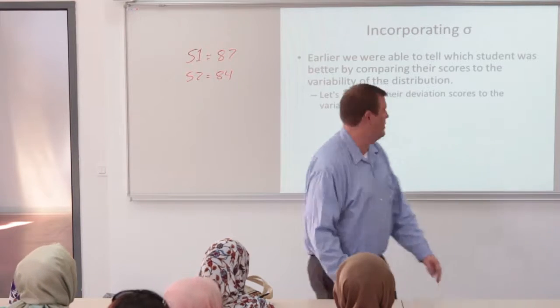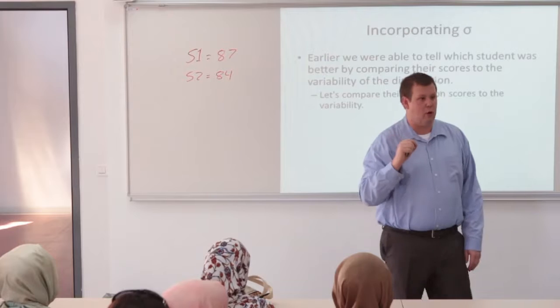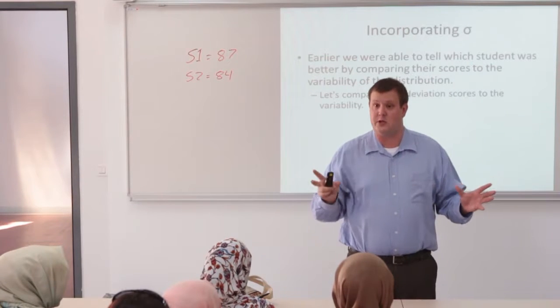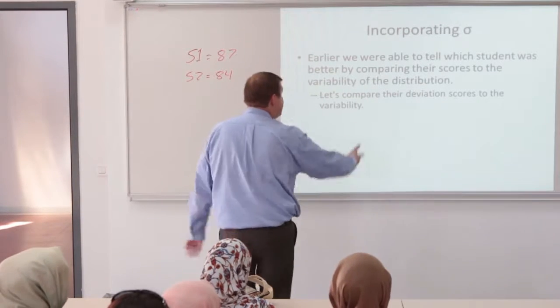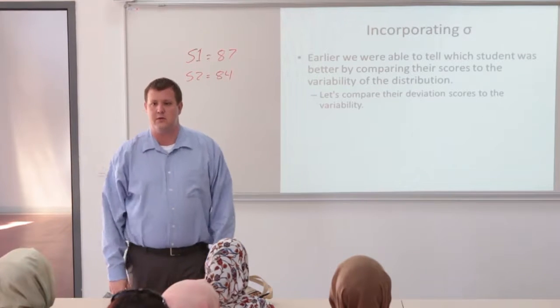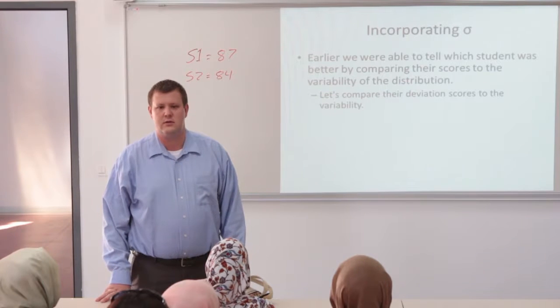We want to do something, just like before, to incorporate mu, to incorporate the mean. We did some function with it. For the mean, we subtracted that from the score. We add. So maybe we could add the standard deviation to our scores. What would that do? Imagine that we added the standard deviations to our scores.